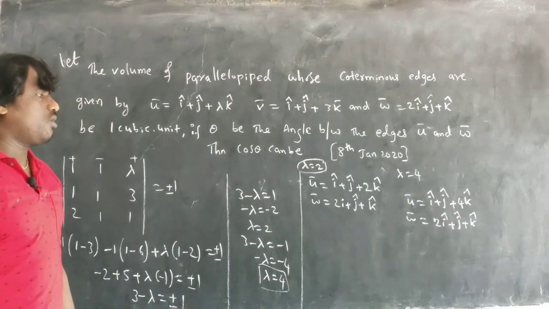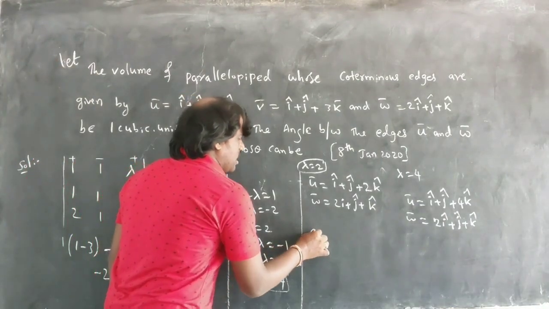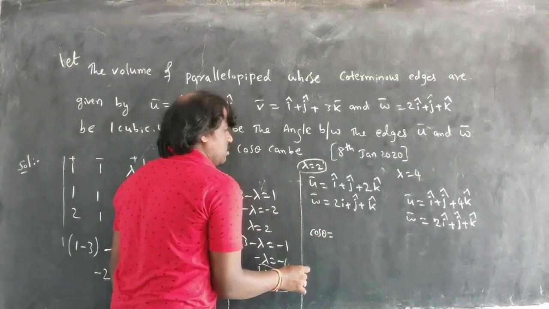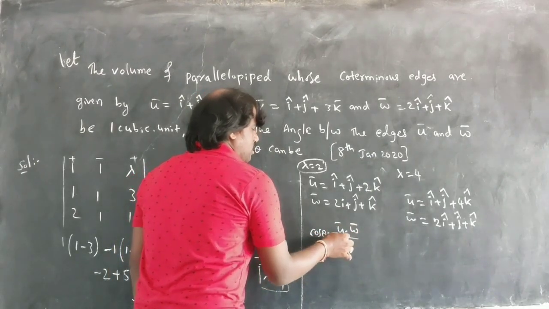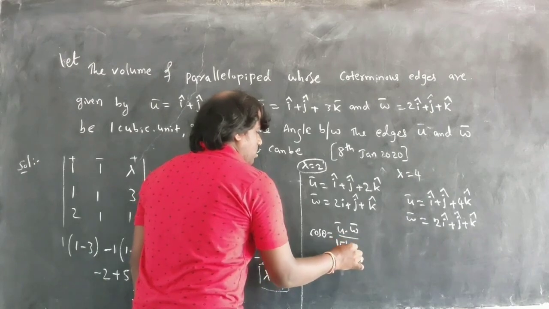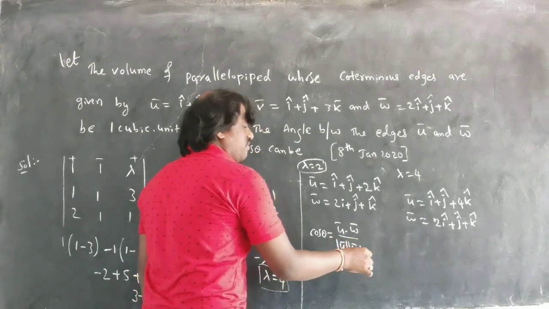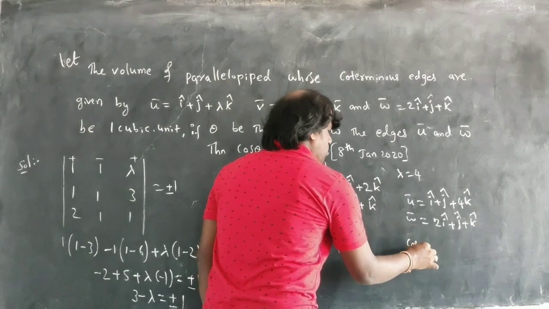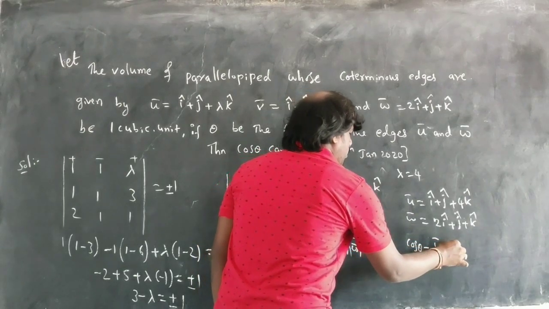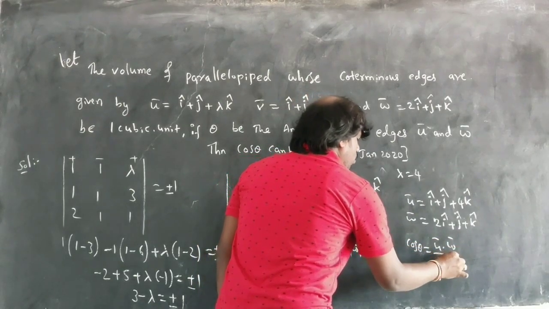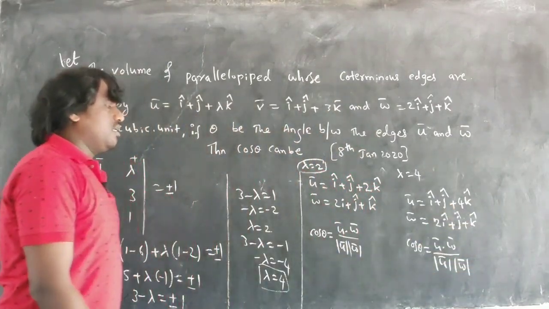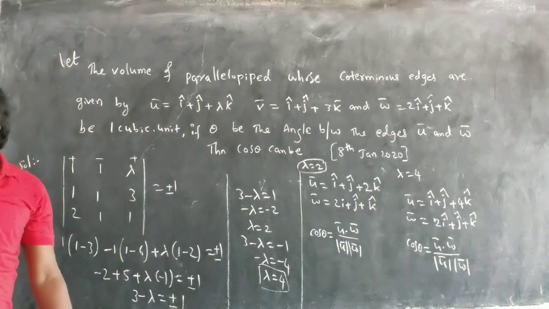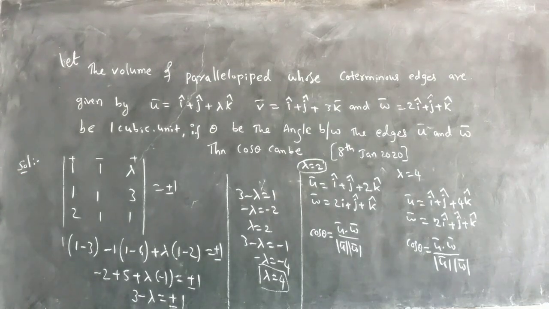Angle between them is what? Cos theta is equal to, what is the formula? Cos theta, the angle between them, is equal to u vector dot w vector upon magnitude of u and magnitude of w. The same way here also, cos theta is equal to u dot w upon mod u mod w. This is the formula for cos theta. Sin theta you know, cross. Sin theta formula also you have, and cos theta formula also you have.